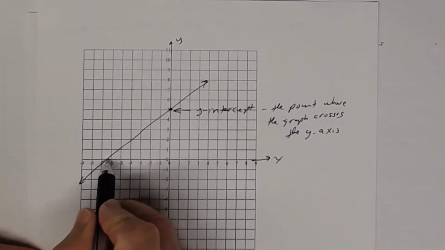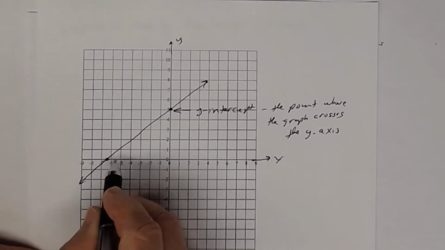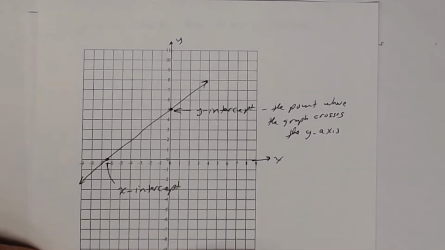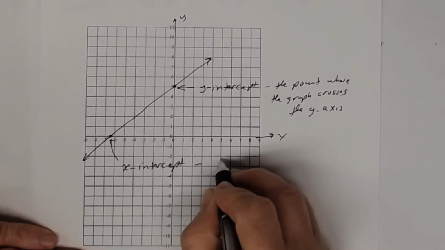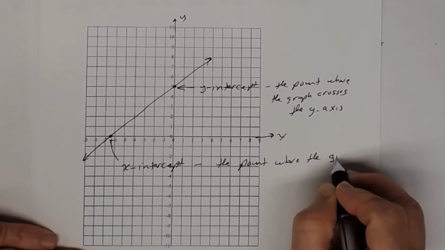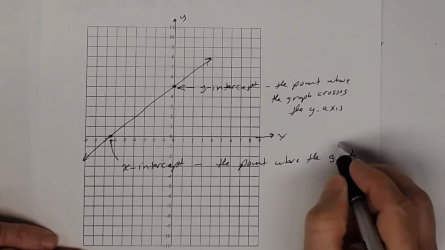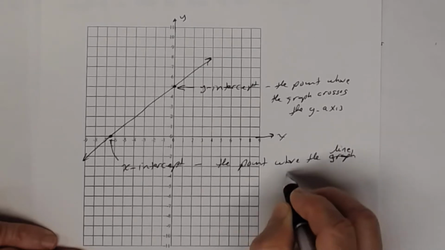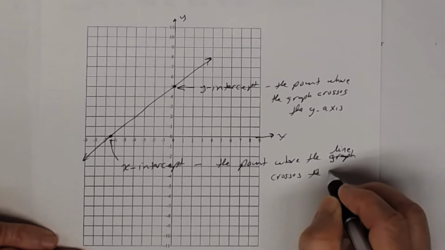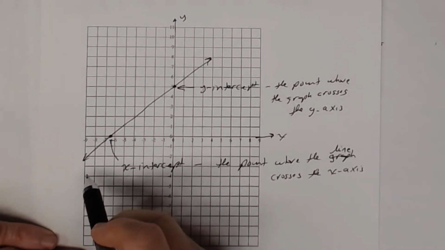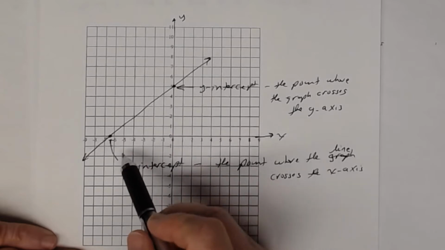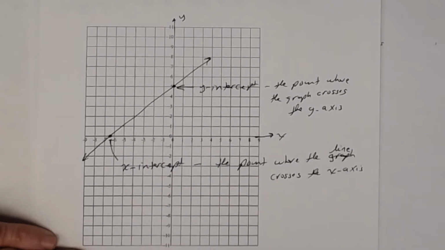Over here, see this point here where the graph crosses the x-axis? So that point is called the x-intercept. All right, so the x-intercept. And the x-intercept is the point where the graph, or the line I should say, where the line crosses the x-axis. Okay, so the y-intercept is where the line or this graph crosses the y-axis. The x-intercept right here is where it crosses the x-axis.